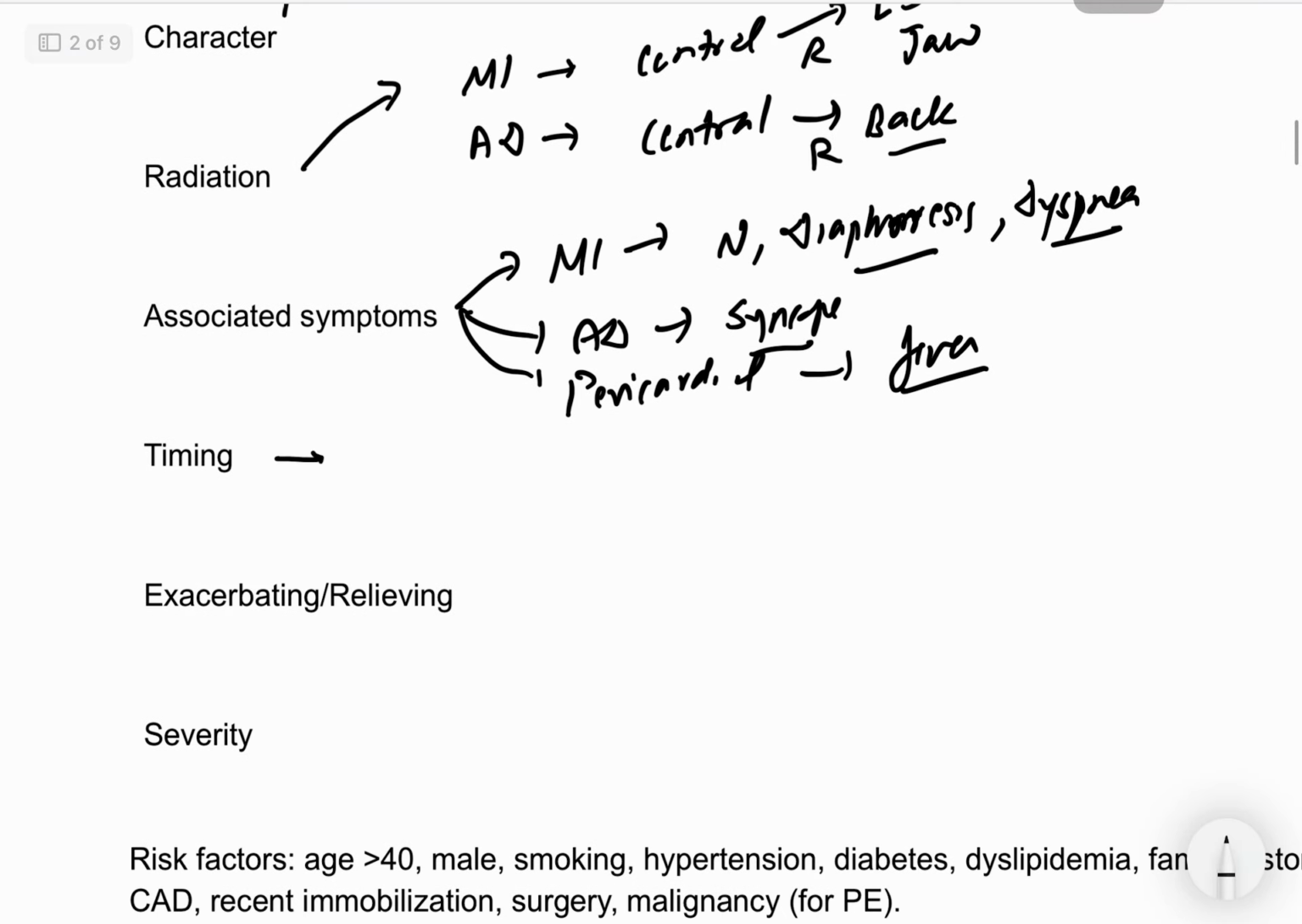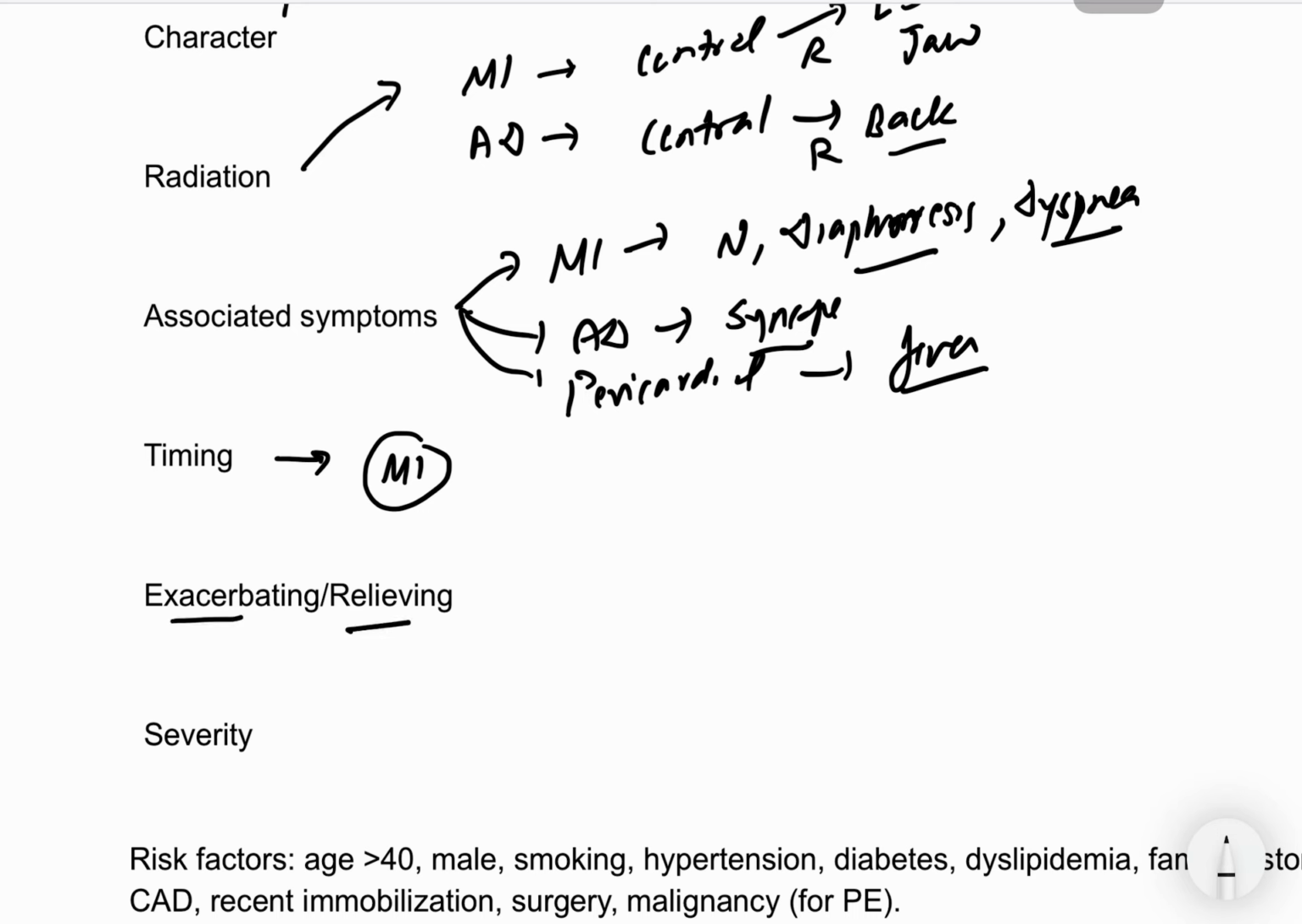Timing: if you think about MI, the patient might come within 20 minutes. After 5 to 10 minutes of chest pain, anginal pain basically subsides within 5 to 10 minutes. After that, if that's not relieved, then that patient might land in our emergency department.